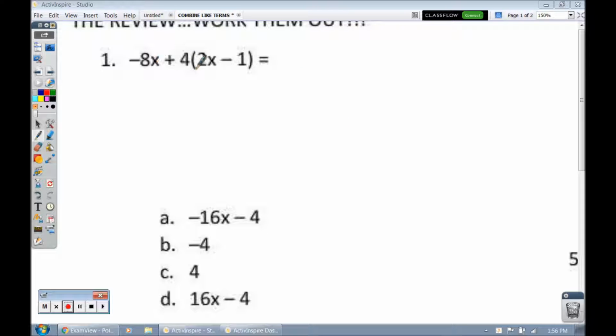Question 1, the first thing we need to do is get rid of the parentheses. To do that, we are going to distribute the positive 4. So to distribute means to multiply. We're going to multiply this out to everything inside parentheses.